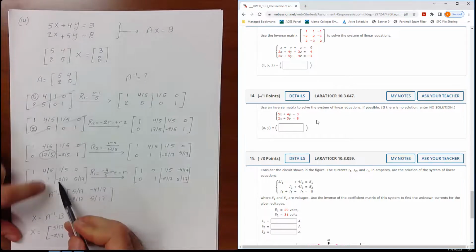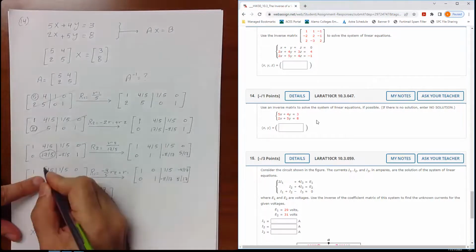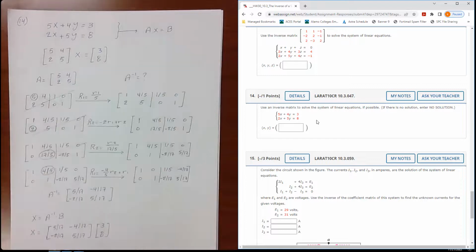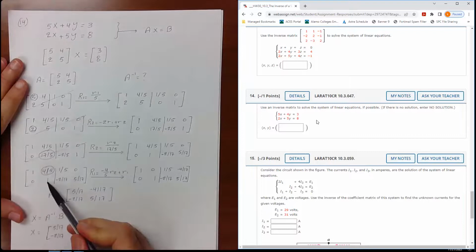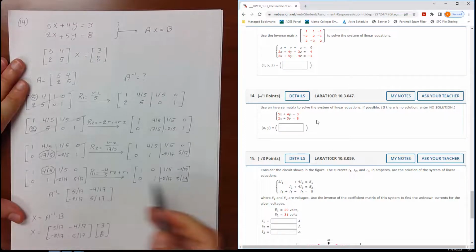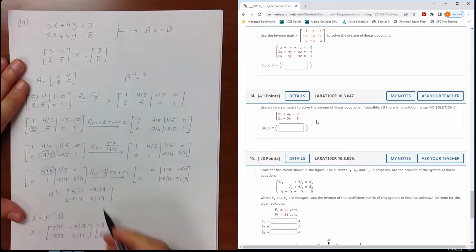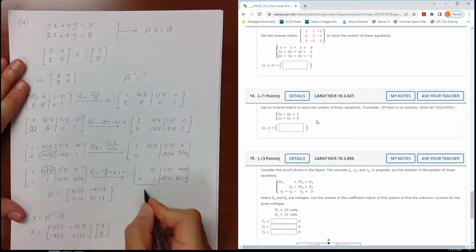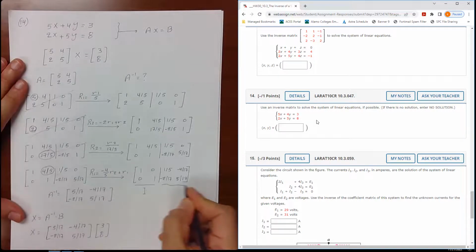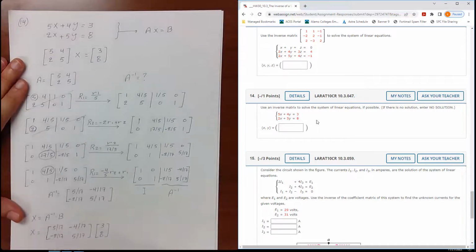I need to convert now this number in this location to 0. So I'm going to multiply -4 over 5 by R2 and add it to R1. So here is the new matrix. I'm not going to look for this one anymore. So that means here is the identity, and here is the inverse. Here is the inverse.